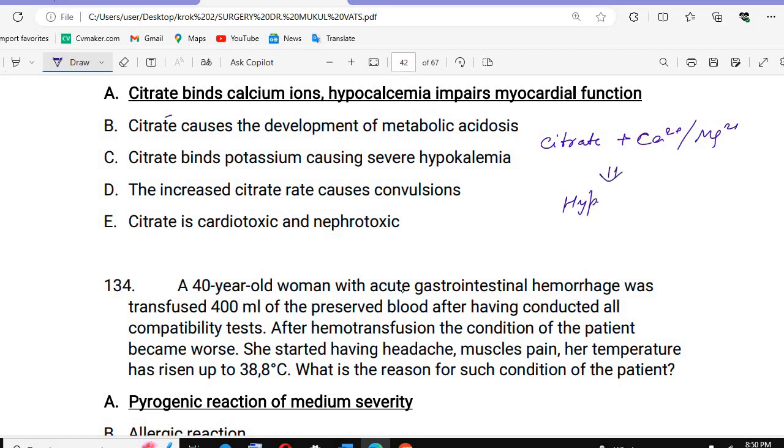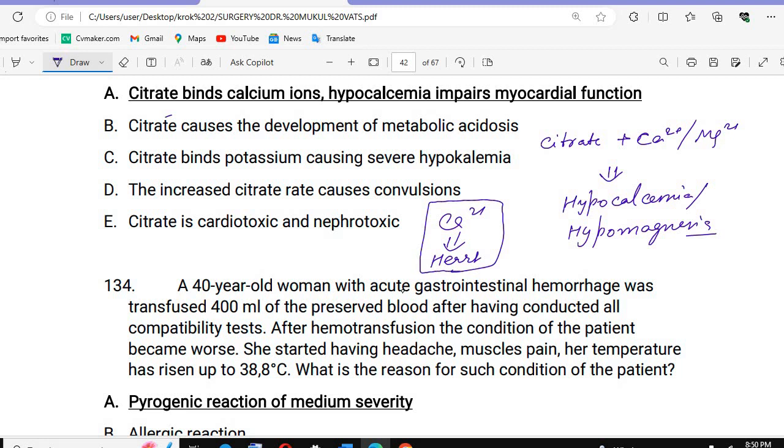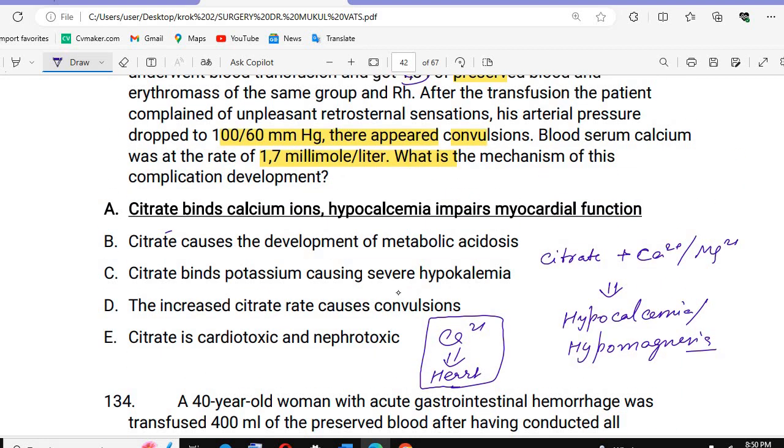That will lead to hypocalcemia and hypomagnesemia. And we know that calcium has an important role in our heart. It helps in cardiac contractility. So that's why it will impair myocardial function, and impaired myocardial contractility can lead to cardiac problems, or can lead to further heart failure in this person.